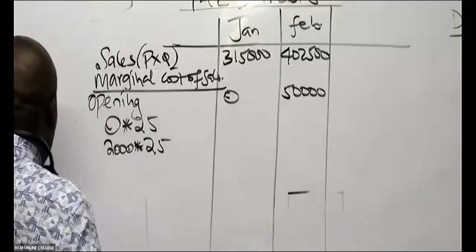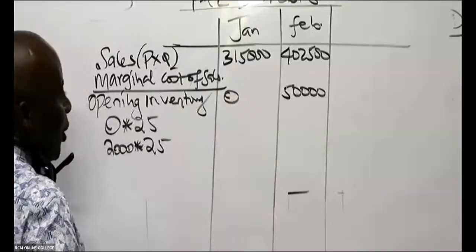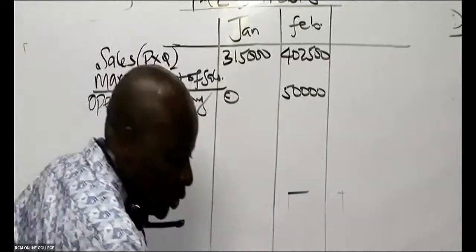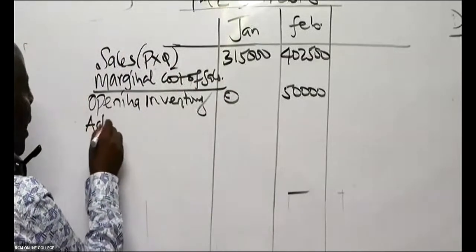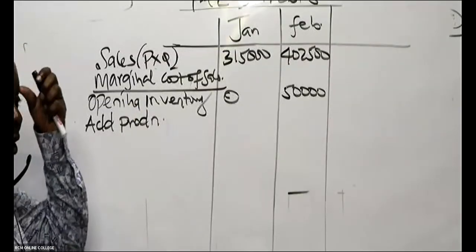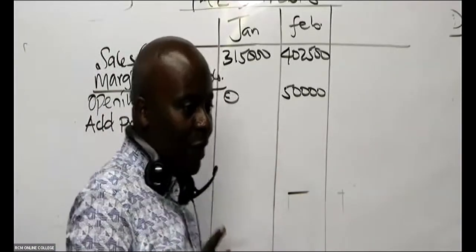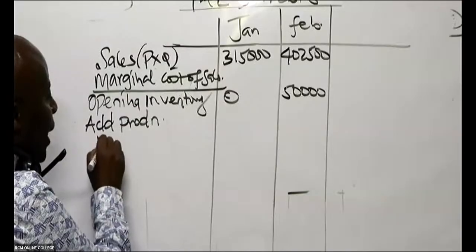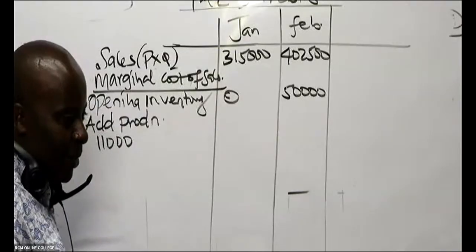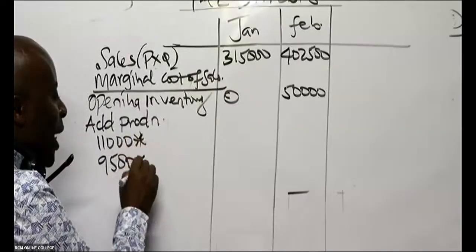And then, ladies and gentlemen, apart from opening inventory, right here, opening inventory, we shall be able to come and say, add what here, production? Add production, isn't it? So we add the production. So production, how many units were produced in January? 11,000. In January, we had 11,000. How about units produced in February? 9,500.